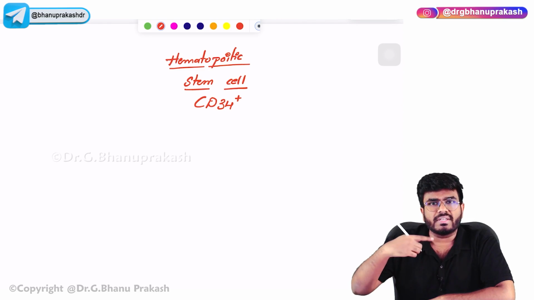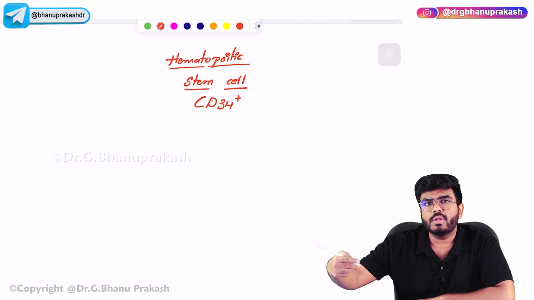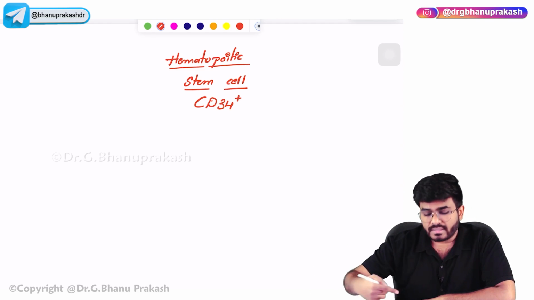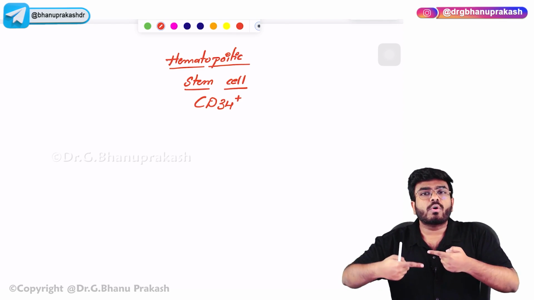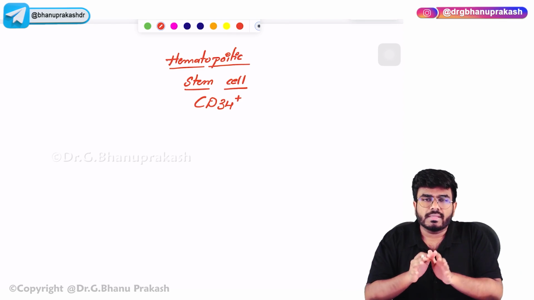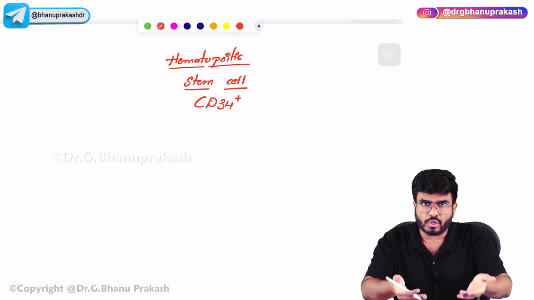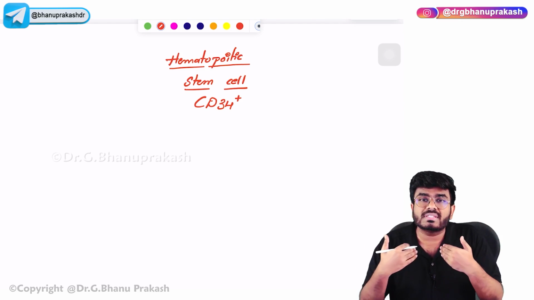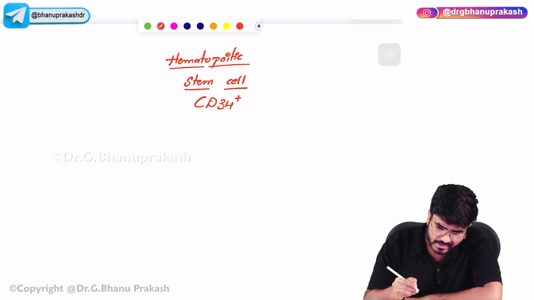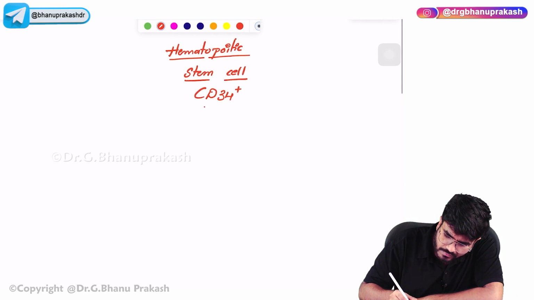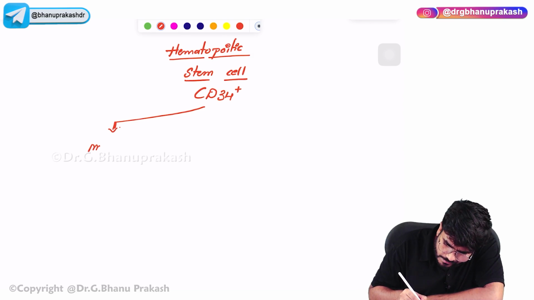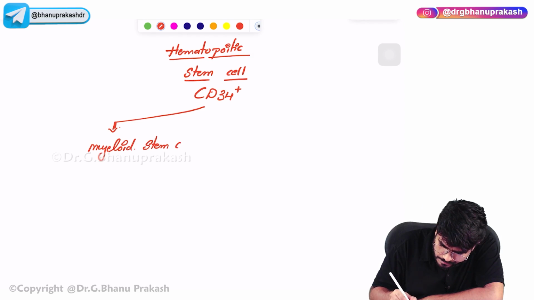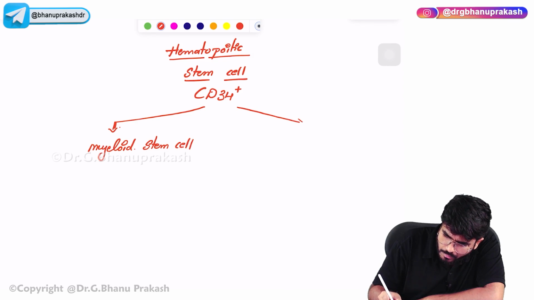As it is a stem cell, it is going to divide and form multiple newer types of cells, and they also maintain their own cell population. Of course, they will give rise to the daughter cells, but they also divide and maintain their own cell population. So this hematopoietic stem cell divides and forms myeloid stem cells. It can also form lymphoid stem cells.